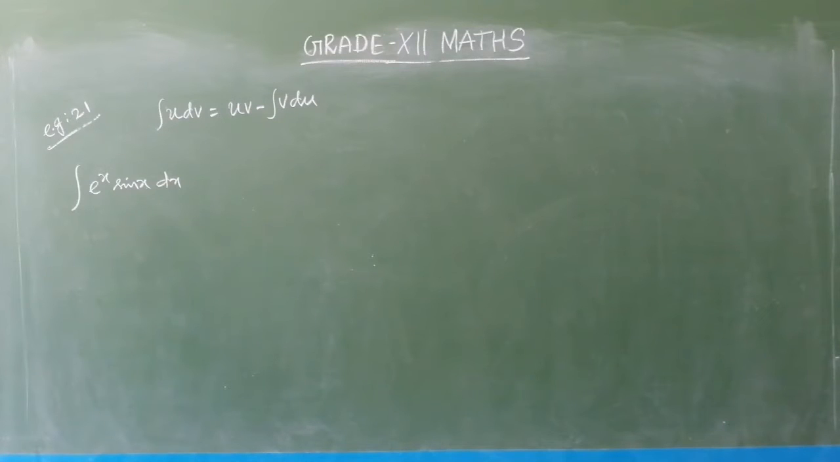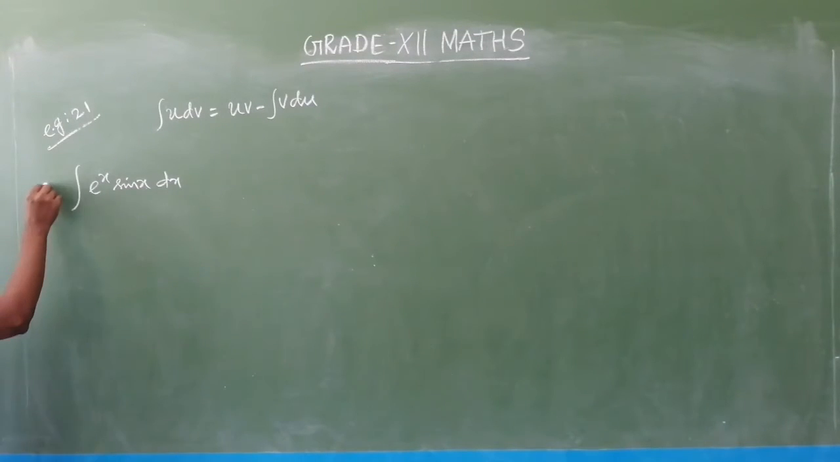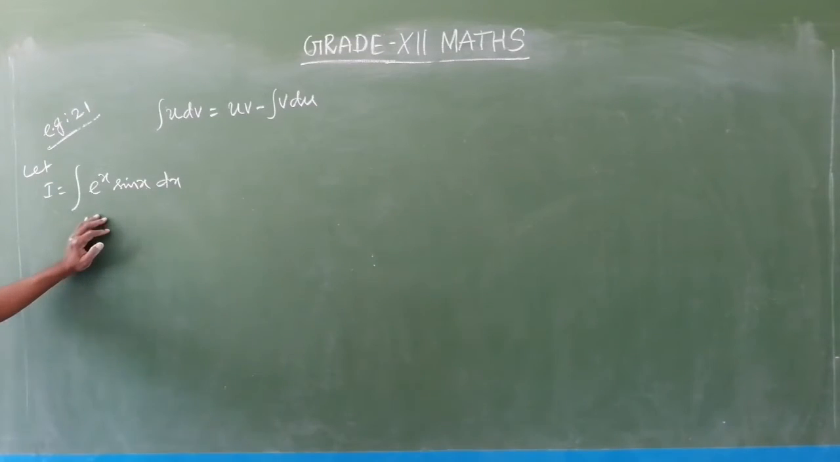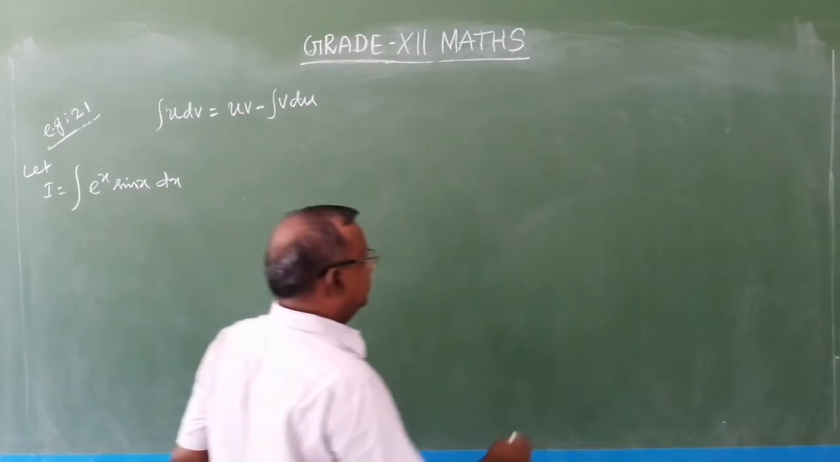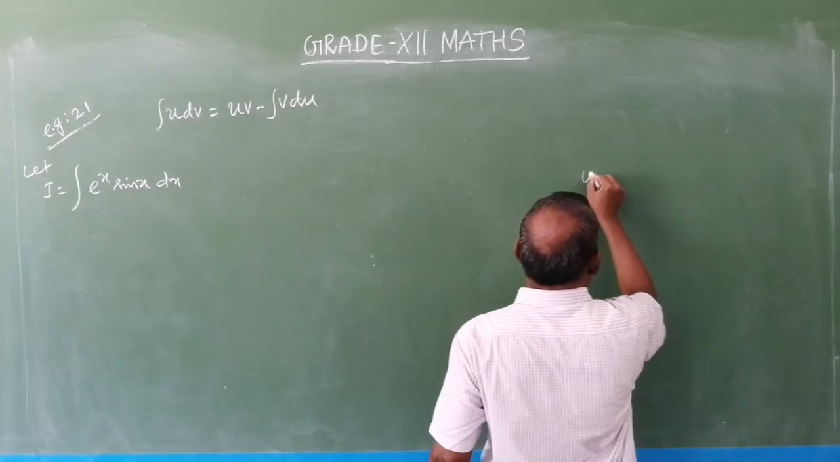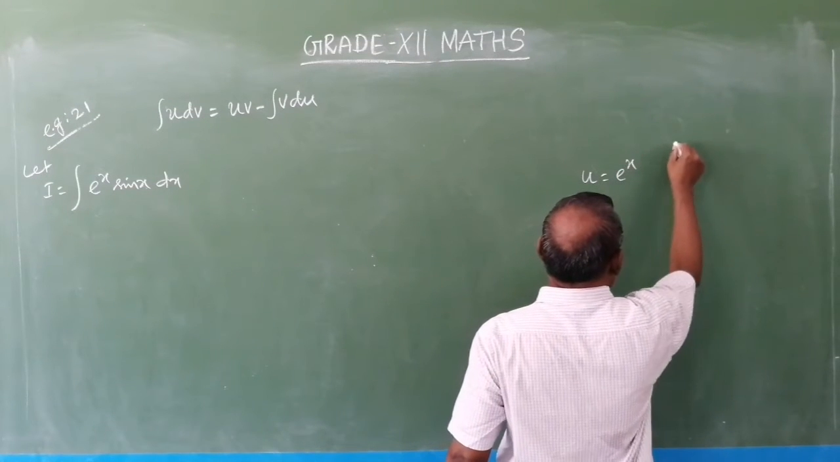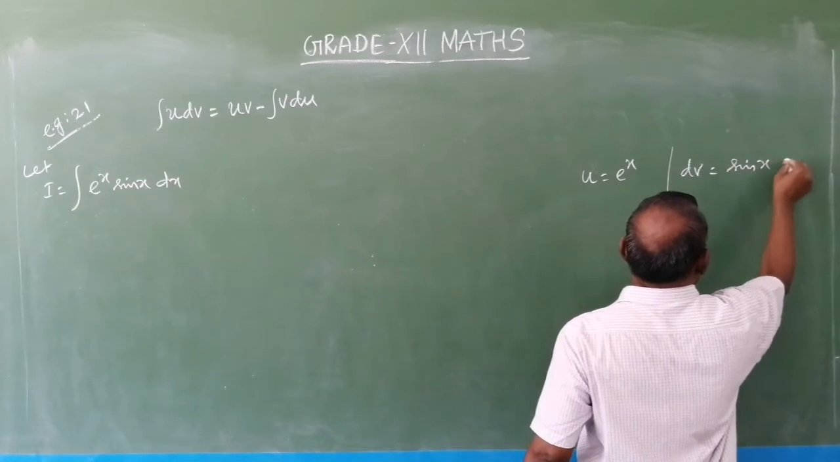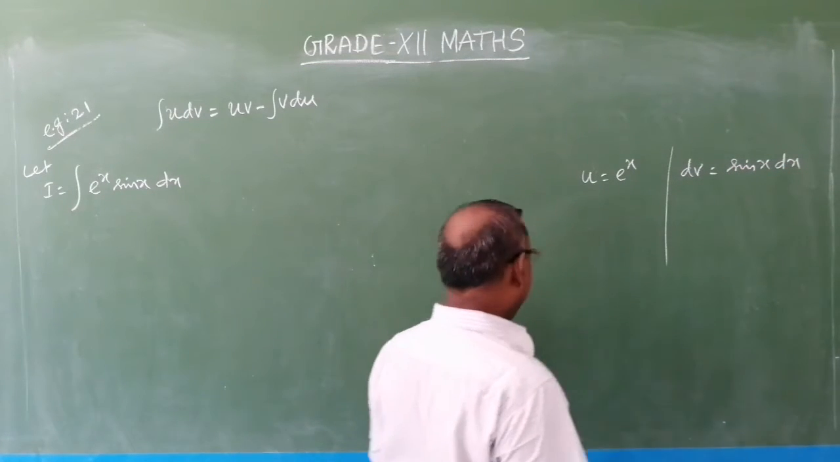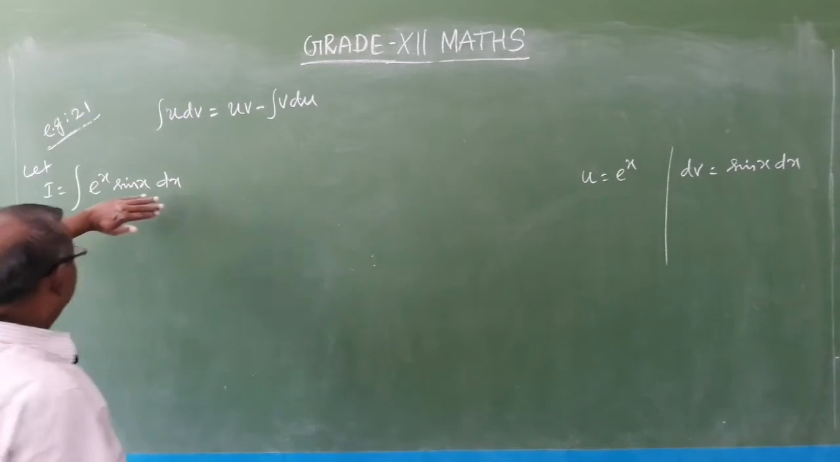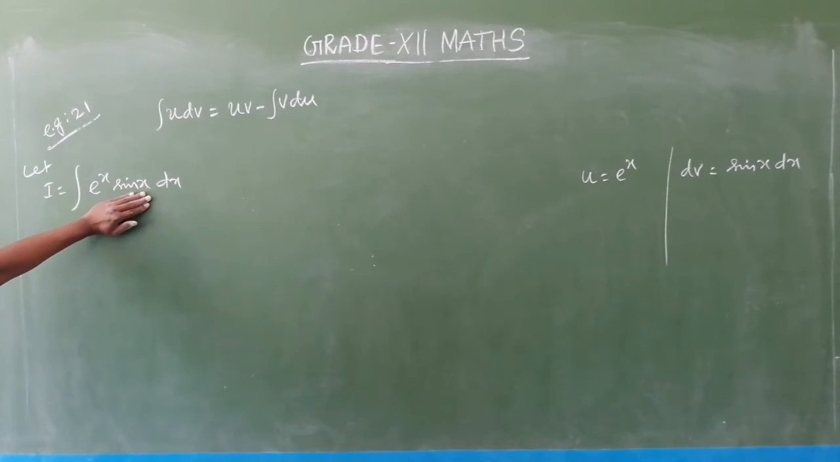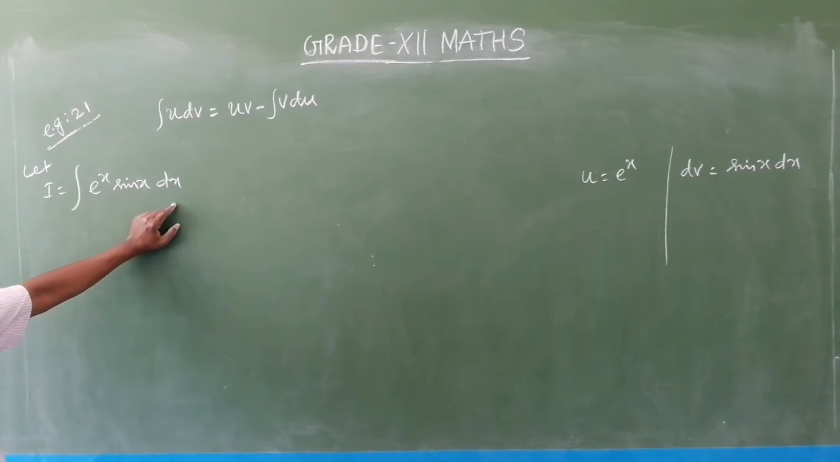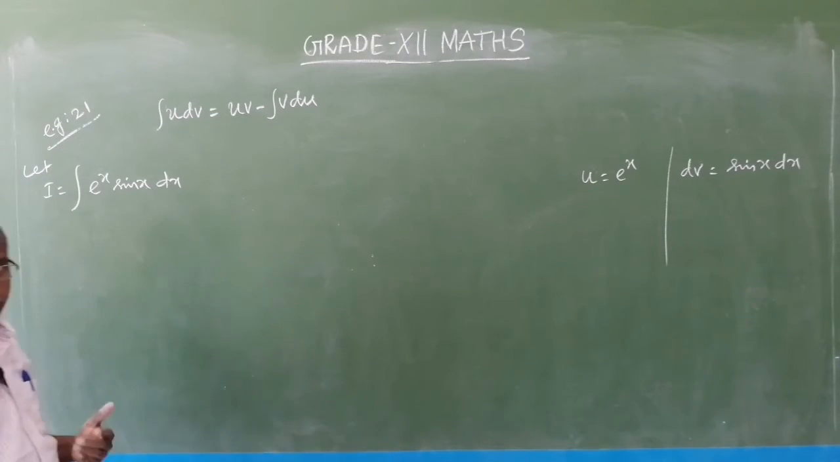In this case, let I equal the given integral. Now, let u equal e^x and dv equal sin x dx. Either one of them we can take: either you can take u as sin x and dv as e^x dx.